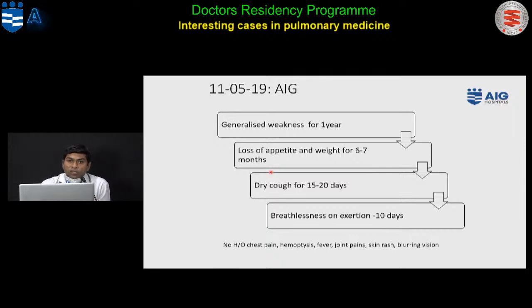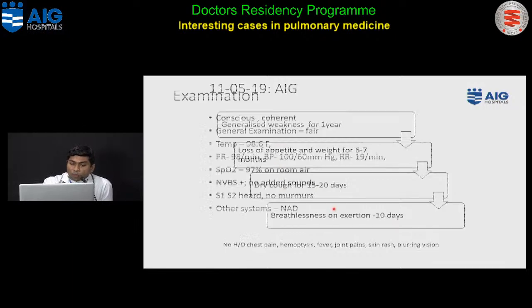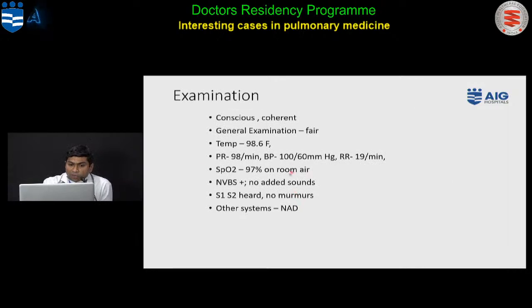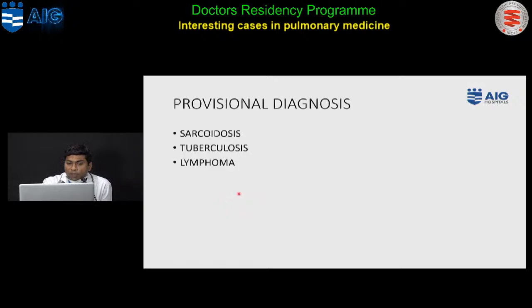There were Schaumann bodies and asteroid bodies, which you might have read in your MBBS days. And this was the presentation of the patient: weakness, loss of appetite, weight loss, a little bit of dry cough for the last 10 days before she came to us, and breathlessness on exertion. And these were the vitals. She was having a normal saturation and the vitals were normal.